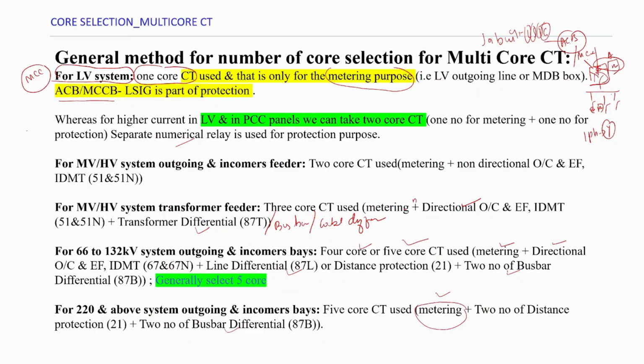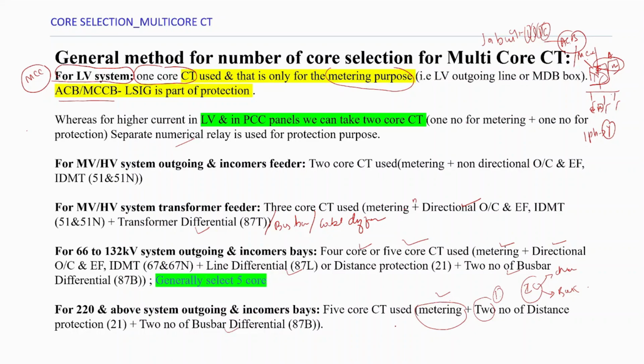Two cores will be used for bus bar differential, and for distance, I think it is a mistake. It will be one for the distance, and another 2 cores will be used, one for the main, another for the backup. Basically one, two, three, four, and five. Even sometimes a 6 core CT also will be used, with another core used as a spare.